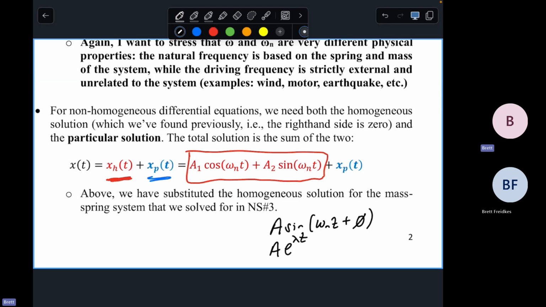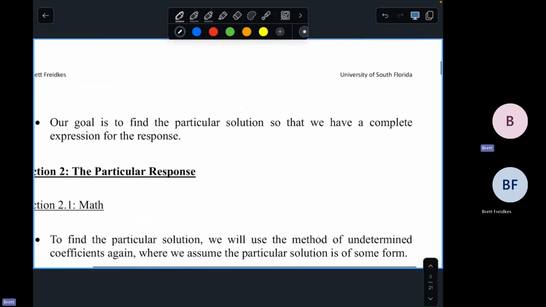But I wrote it in this example as the sum of A1 cosine plus A2 sine. And that's based on the natural frequency of the system. Why do you think there's no driving frequency there? No omega? Yeah, because it's homogeneous. The forcing function is 0. So there's no omega at play. It doesn't exist when we're doing the homogeneous solution. So the sum of those two is what gives us the total solution.